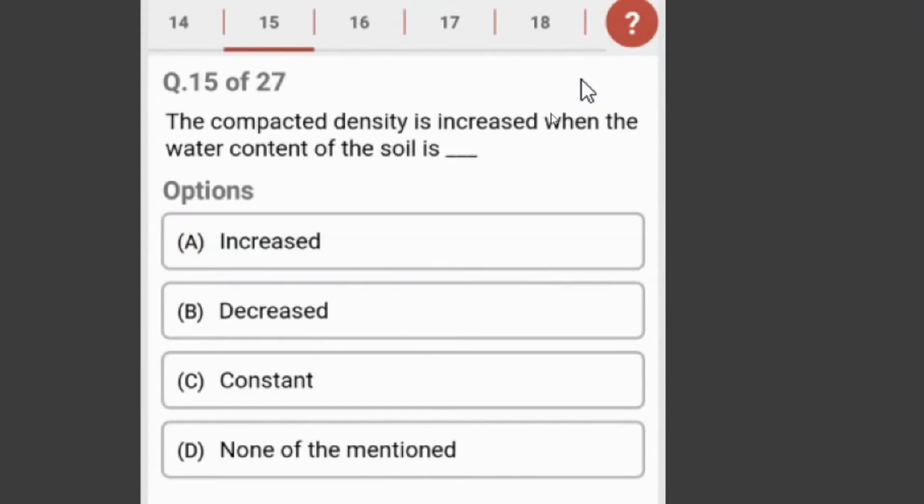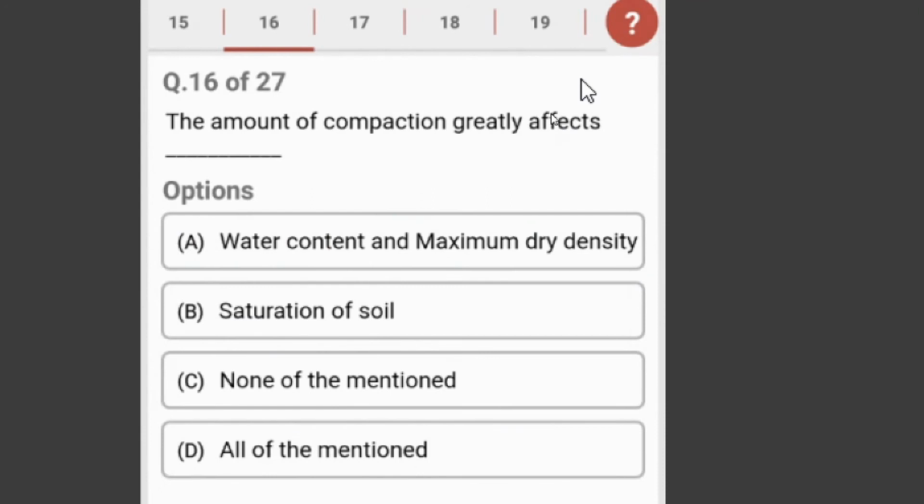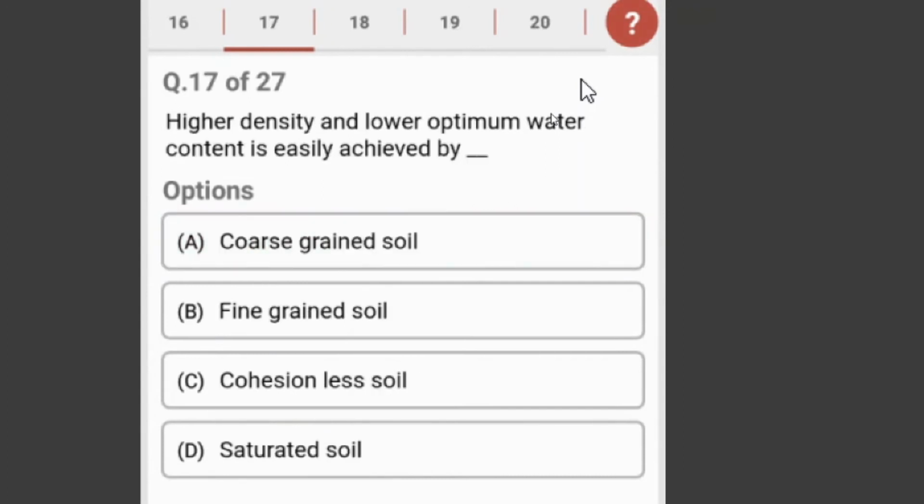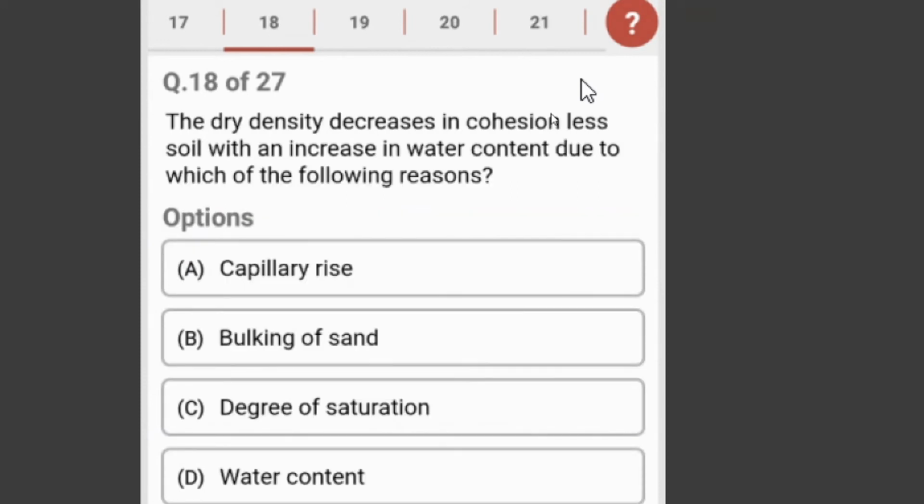Next, the compacted density is increased when the water content of the soil is increased. Next, the amount of compaction greatly affects water content and maximum density called MDD. Next, higher density and lower optimum water content is easily achieved by coarse grained soil. Next, the dry density decreases in cohesionless soil with an increase in water content due to which of the following reasons? It is the bulking of sand.